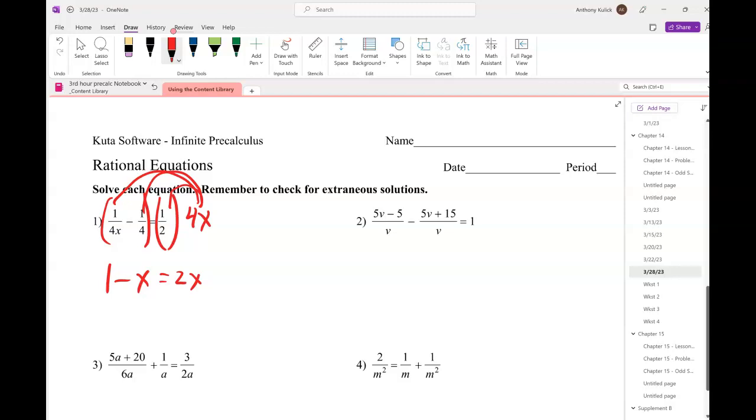Yeah, explain that one more time. Yeah, so I just figured out what the least common multiple of the denominators was. So between 4x, 4, and 2, just 4x, all of them will divide 4x. I distributed it through, so 4x divided by 4x is 1. 4x divided by 4 is x. And 4x divided by 2 is 2x.